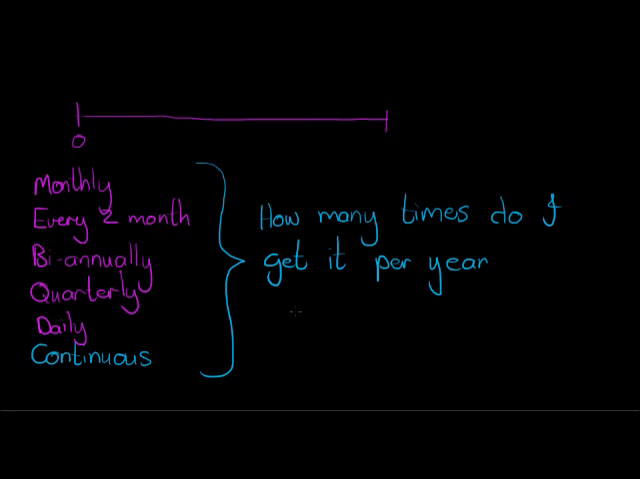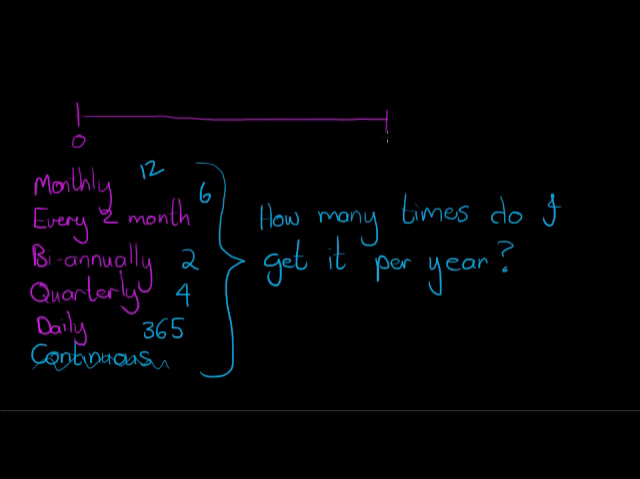So if I get it monthly, I know I get it 12 times in a year. If I get it every 2 months, I get it 6 times in a year. If I get it biannually, it's twice a year. Quarterly means I get it 4 times a year. Daily means I get it 365 times a year. And continuously, obviously, don't worry about that. There's no answer for this question. So how many times do I get it per year?